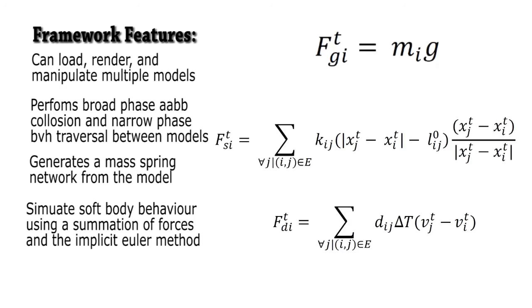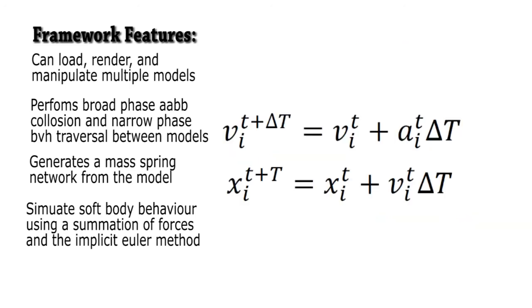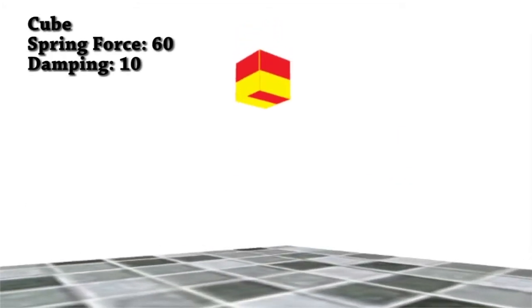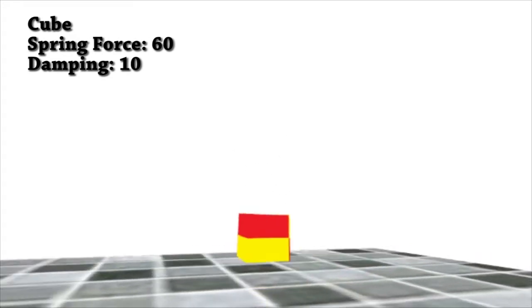Finally, to actually create the soft body behavior, each mass is given a force comprised of gravity, a spring force derived from Hooke's law, and a damping force to keep the system stable. Then using implicit Euler integration, a mass's position is updated, which then updates its respective vertex. When these systems are put together, it creates this.